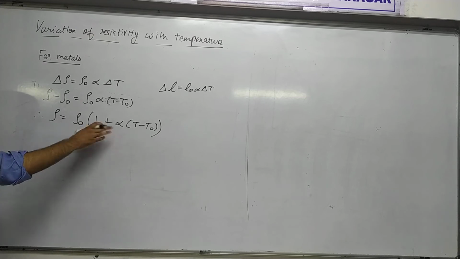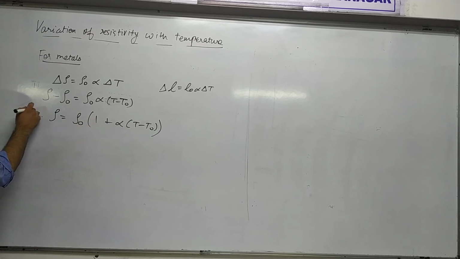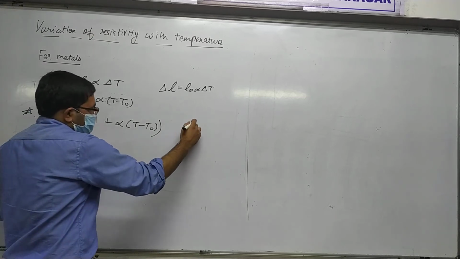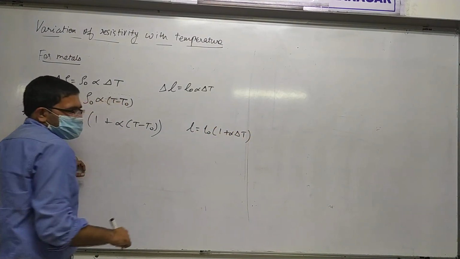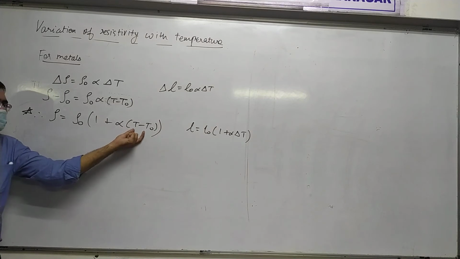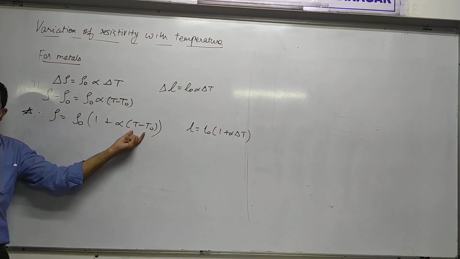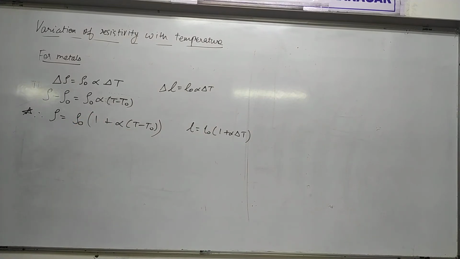Now, this is the relation, similar to length, where L equals L0 times 1 plus alpha delta T. Okay, you can of course write that as delta. So these are two relations that we do use.